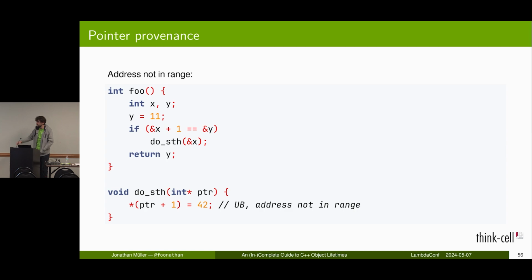So in this code, even though the address of x plus 1 might be the same as the address of y, they have different provenances. The pointer still has the provenance of x, not the provenance of y. And so when we do the pointer arithmetic, we cannot dereference it because the provenance does not match that address. And this is the reason the optimization is justified. Because pointers aren't interchangeable just because the addresses are the same. They also need to have the same provenance.